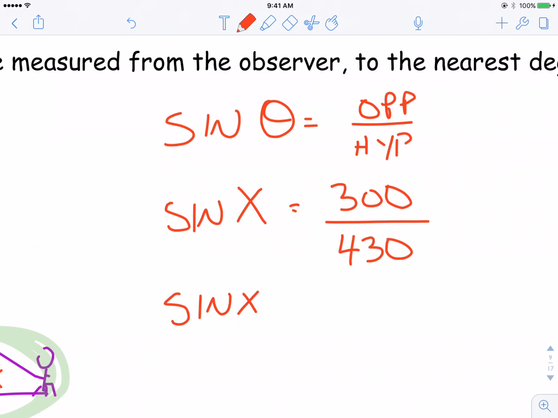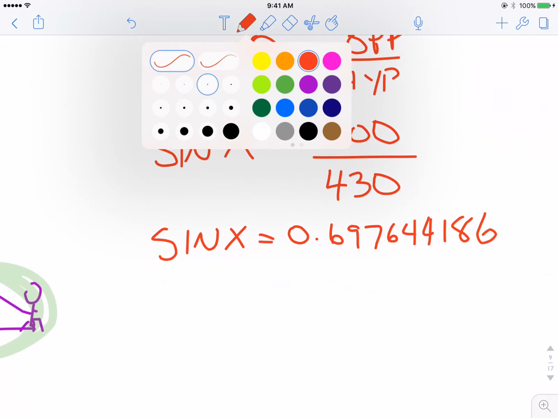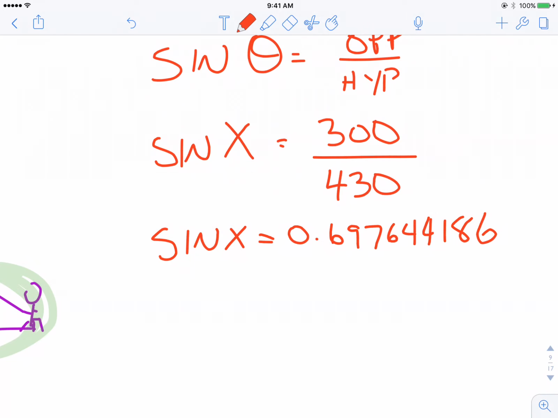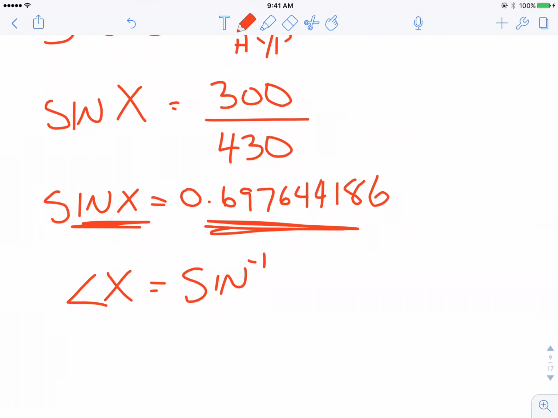Sine of x is equal to whatever 300 divided by 430 is, 0.697644186. Funky decimal number, looking for an angle. Things are clicking and triggering in my head. Say, well, if I'm looking for an angle and I have some crazy decimal number, then I have to do the inverse function of, in this case, sine, to get my angle.